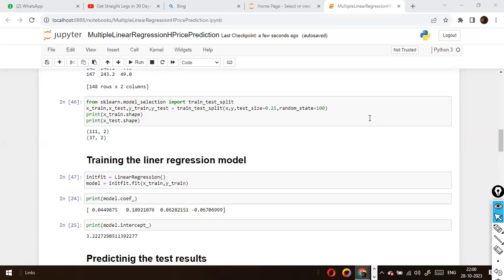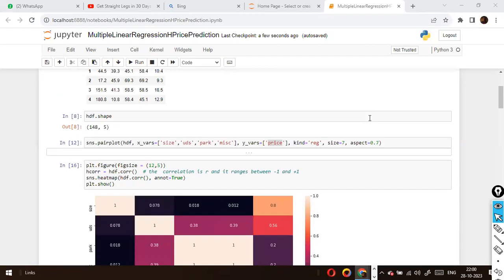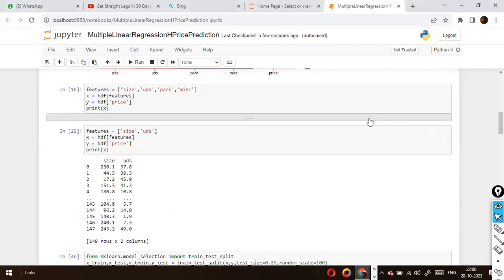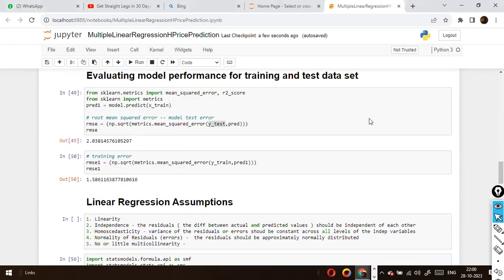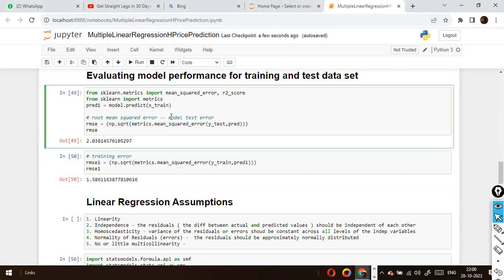We have something called k-fold cross validation. What is cross validation? When you apply the trained model on the test data set, you will get to know the prediction, right? What is the prediction accuracy? With the help of root mean squared error or mean squared error, we will get to know that.